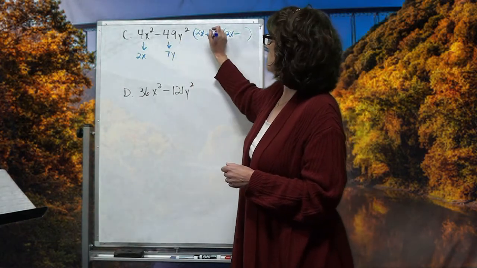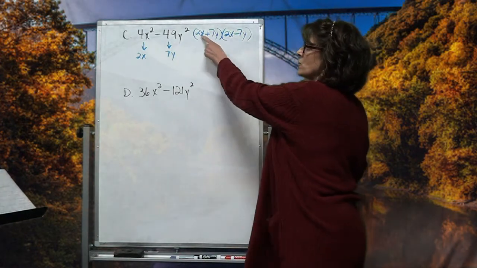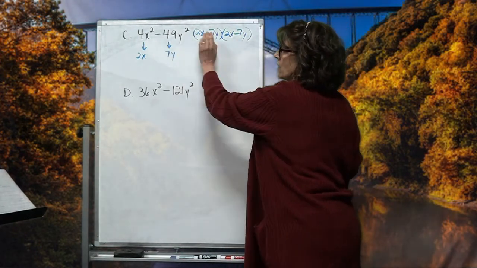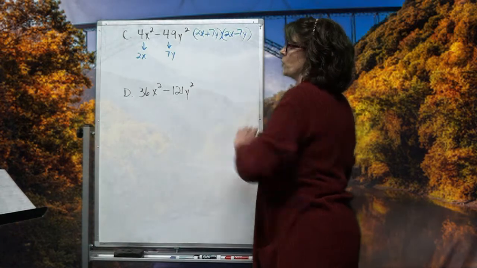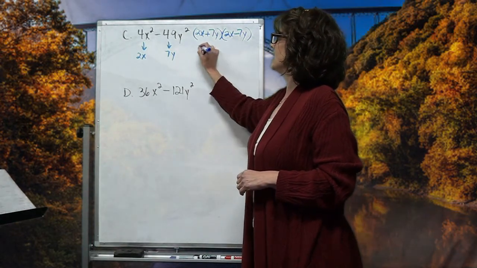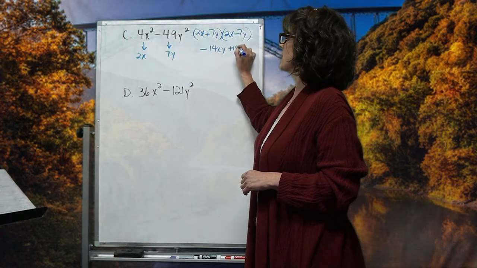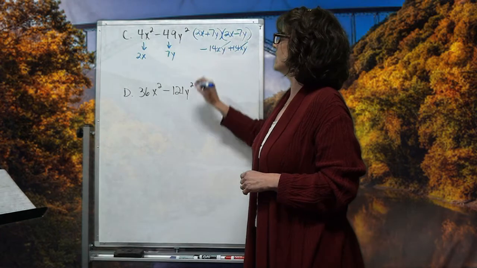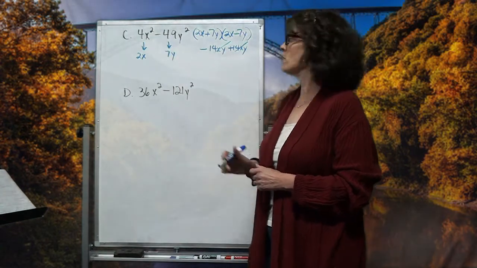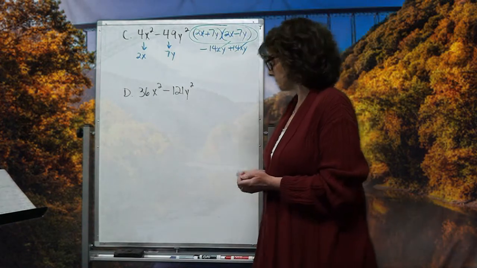So that means I'm going to do my 7y here and my 7y here. Guaranteed that 2x times 2x is 4x squared. Guaranteed 7y times 7y is 49y squared. And on the outside, I get a negative 14xy. And on the inside, I get a positive 14xy. Sure enough, those cancel like they needed to. There's no middle term. I needed that to happen. So this is, in fact, the correct way to factor it.